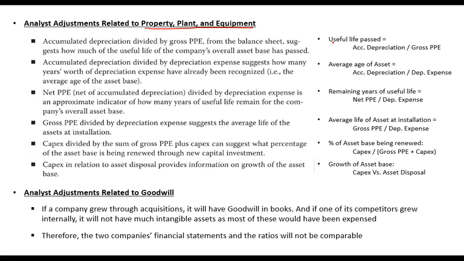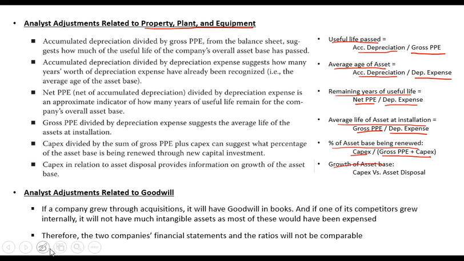So you may need to calculate useful life past. What is useful life past? It is accumulated depreciation divided by gross value. Average age of asset: accumulated depreciation divided by depreciation expense. Remaining years of useful life: net value of asset divided by depreciation expense. Average life of asset at installation: gross value divided by depreciation expense. Percentage of asset being renewed: capex divided by gross value plus capex.